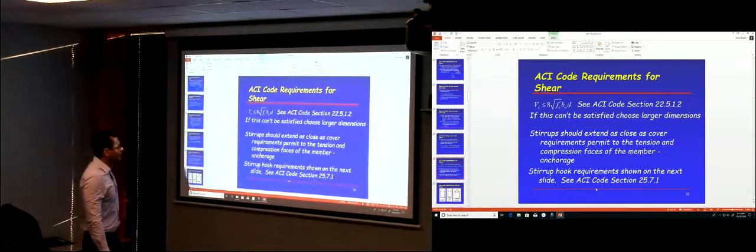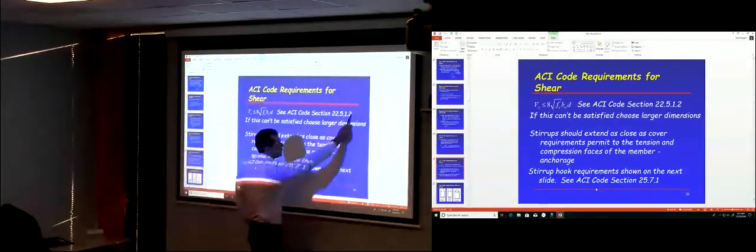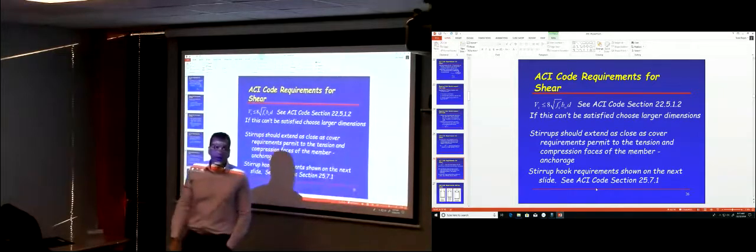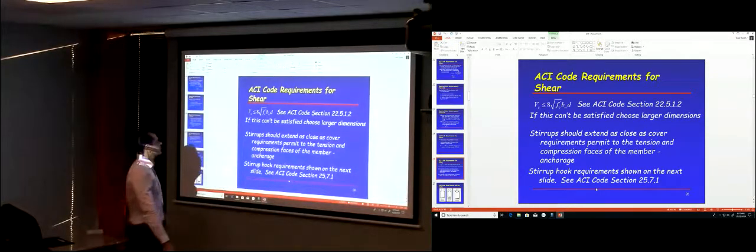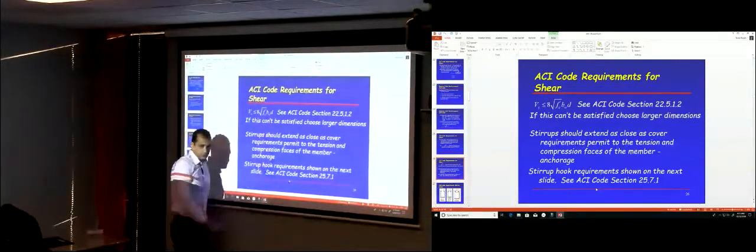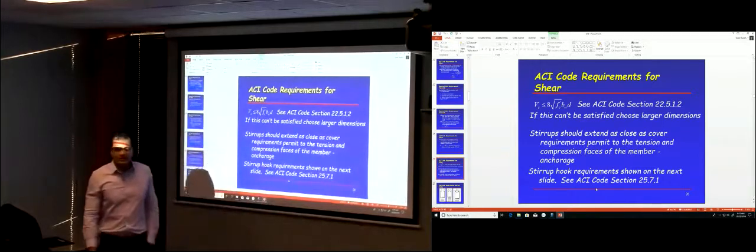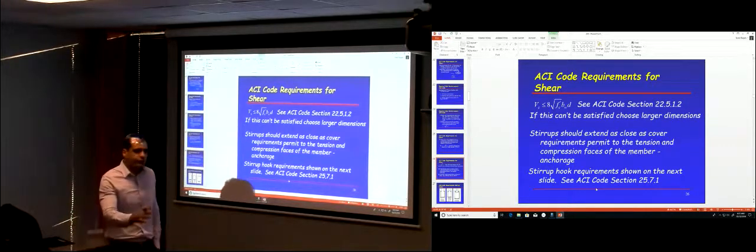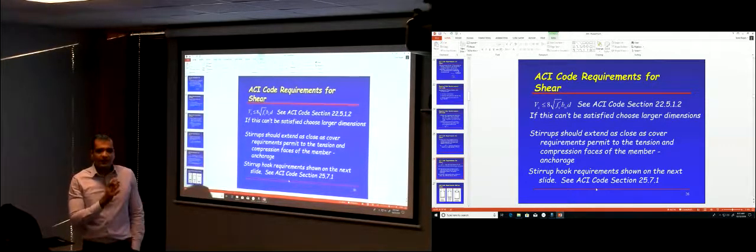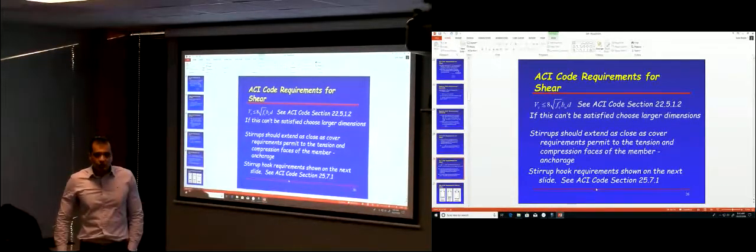Another requirement by the ACI code in section 22.5.1.2 is that Vs cannot be larger than 8 multiplied by square root f'c, b web, d. If Vs is larger than this amount, the shear force resisted by the stirrups cannot be larger than this amount, okay? You would say, okay, I will provide a large number of stirrups. No, that's the limitation. The Vs cannot be larger than this amount. If it's larger, then this is not a good design according to the ACI code.